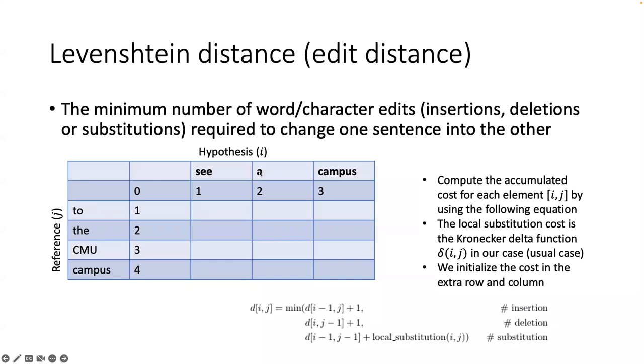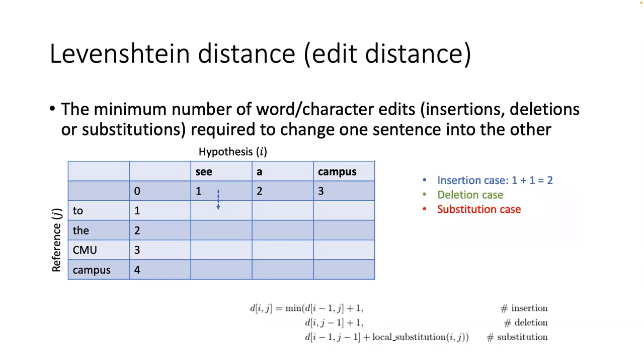And the hypothesis has two words while the reference doesn't have any output. The number of accumulated errors is two, and so on. And the same for this case as well. The reference is "to the CMU campus", but the hypothesis doesn't have any output. Then the error is accumulated, right? So this initialization is more straightforward. And then we try to fill out all the other parts of this table.